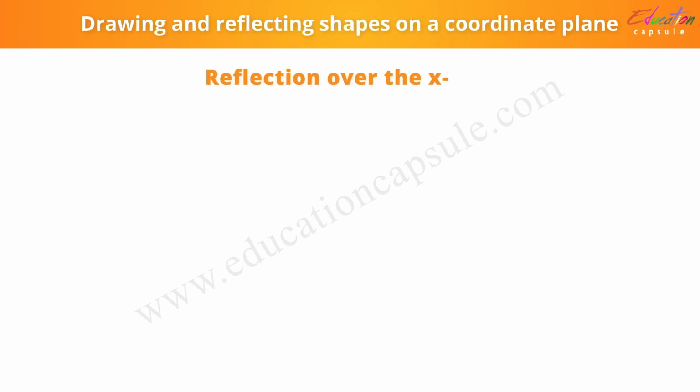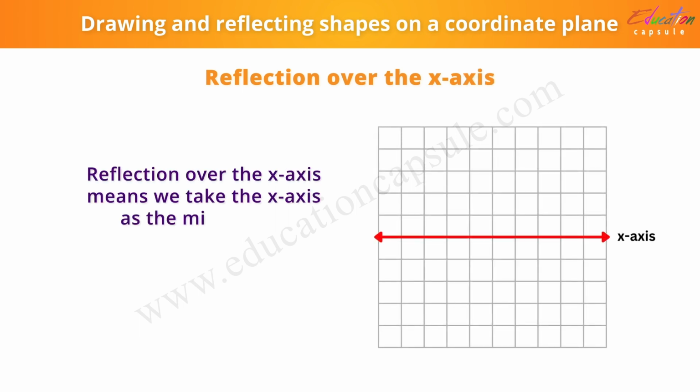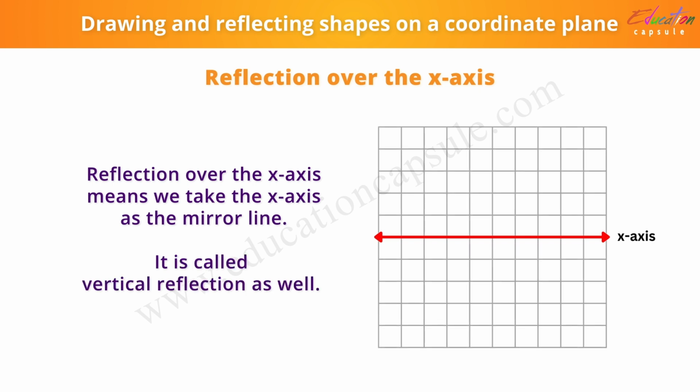Reflection over the x-axis. Reflection over the x-axis means we take the x-axis as the mirror line. It is called vertical reflection as well.